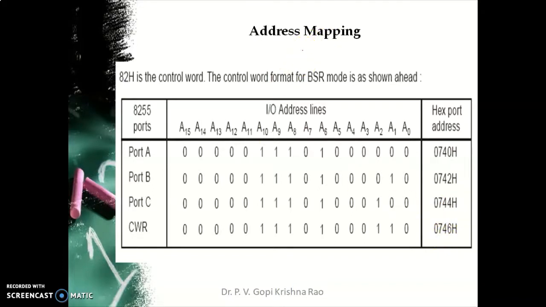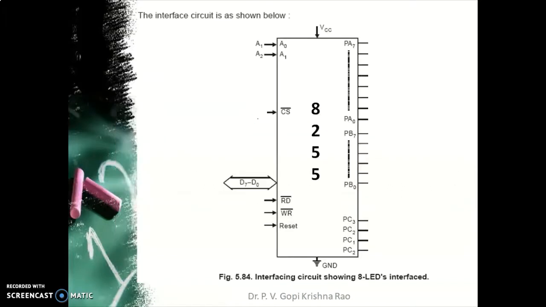So once a control word structure is obtained and the address mapping in this form is obtained, next what we have to do is interfacing of the device. This is the 8255 which contains port A, port B and port C, address lines, chip select line, read, write, reset and data lines. The data lines D0 to D7 are connected to microprocessor data lines D0 to D7.